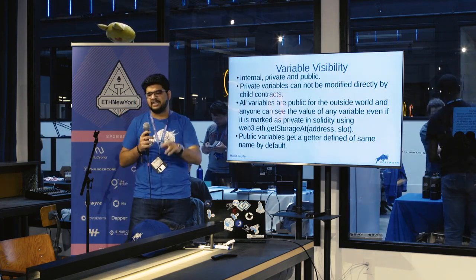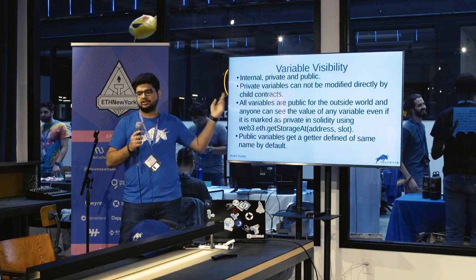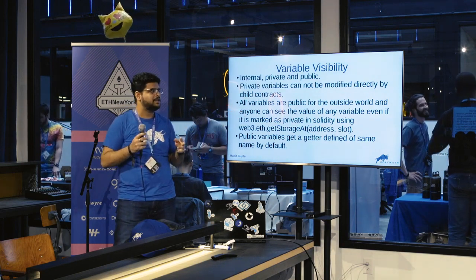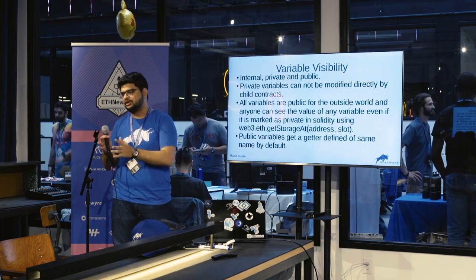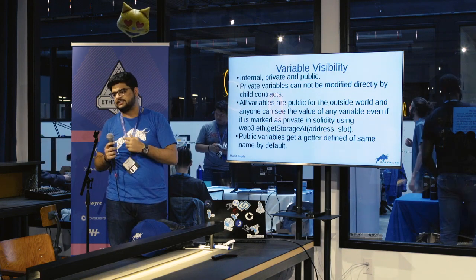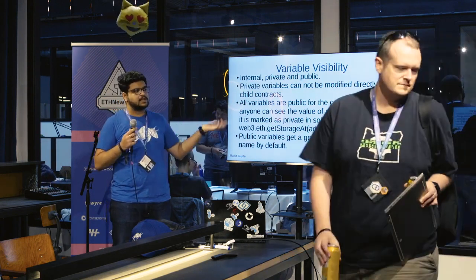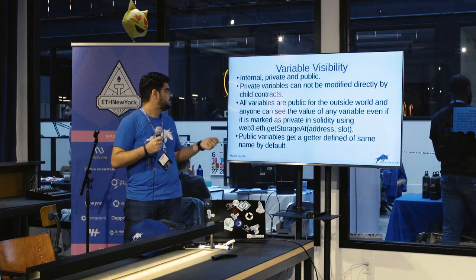For example, if my variable name is Mudit, the getter function defined by the Solidity compiler will also be named Mudit. So I can just call my contract dot Mudit, and I'll get the value of that variable directly accessible to me. So that makes stuff easier for DApp developers for debugging and stuff like that.